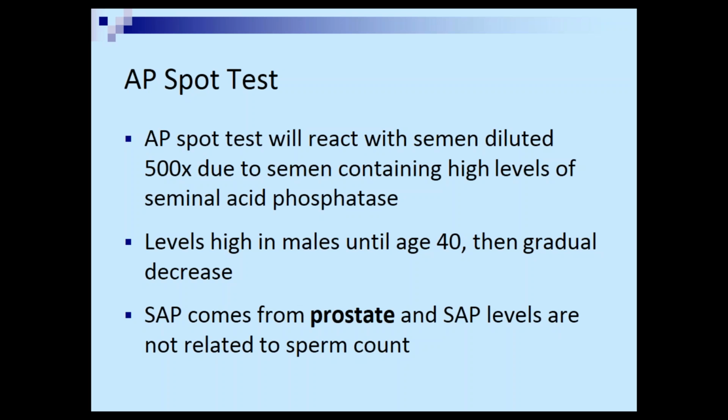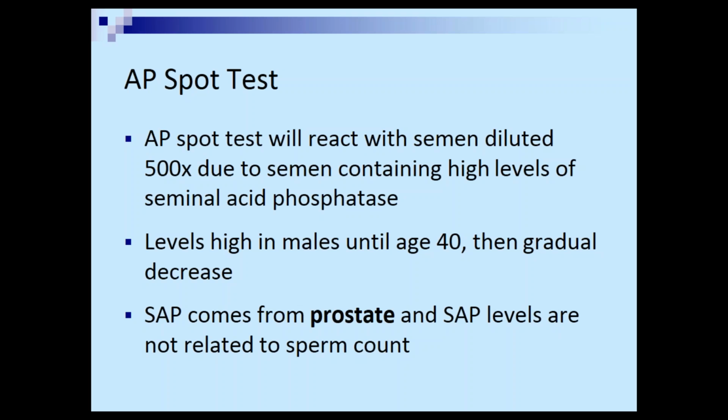So the spot test that we're going to talk about will react with dilute semen or even semen in small amounts. The seminal acid phosphatase is high in males until age 40 and then gradually decreases, but it's still in detectable amounts. Again, if you want to write a crime novel about a 90-year-old man with a vasectomy who is also a rapist, I guess we should throw in time travel. No, just rapist, no time traveling. Then that would be challenging for a forensic scientist.